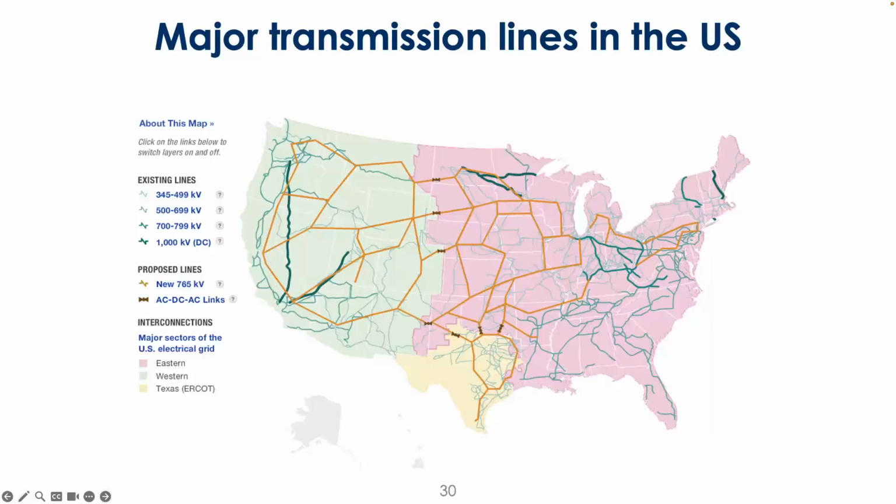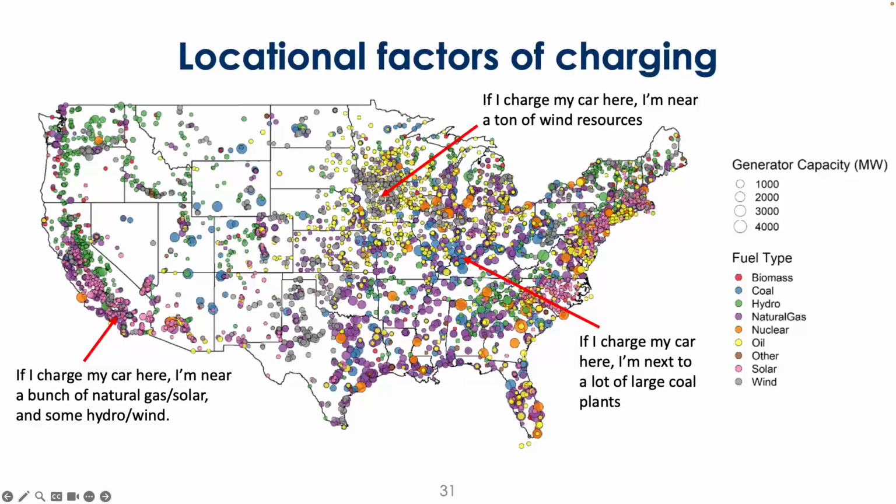So going back to the question about charging our vehicles, right? There are locational factors related to charging, right? If I charge my car down here in Southern California, you can see on the map, oh, I'm next to a bunch of natural gas and solar. There's some hydro and wind. If I'm charging my car over here, oh, I'm next to a ton of wind resources. But if I'm charging my car over here, I'm next to a bunch of large coal plants, right? And so depending on the location of my charging, the impact could be different.